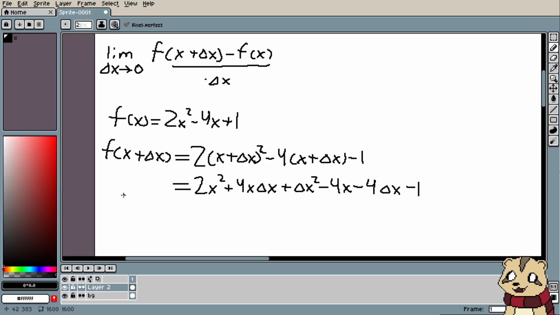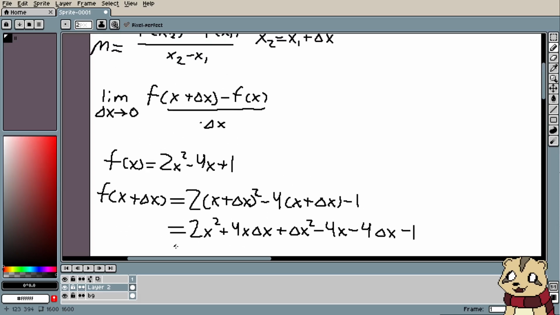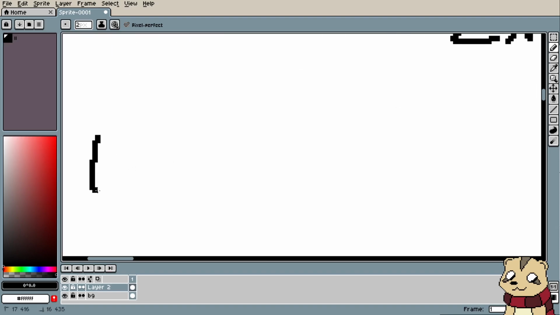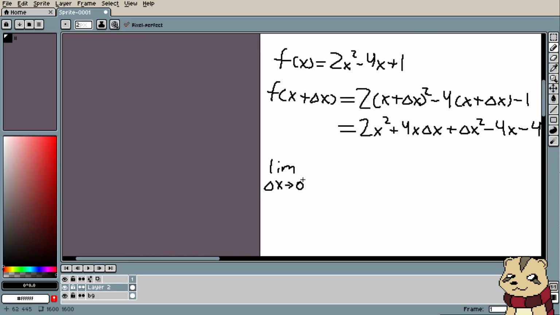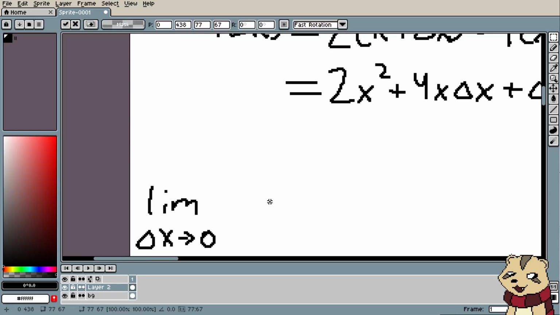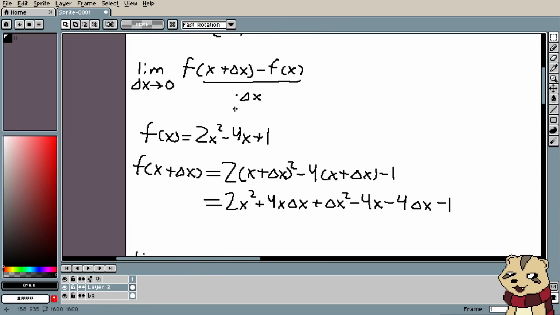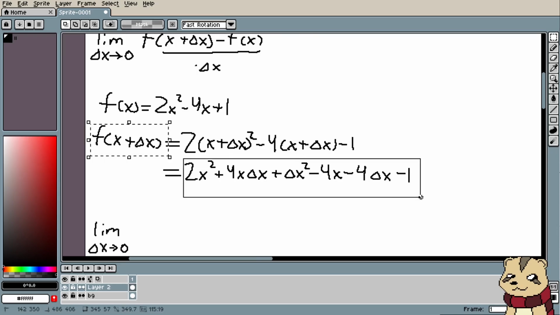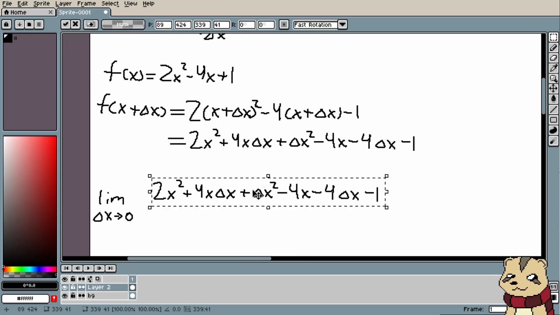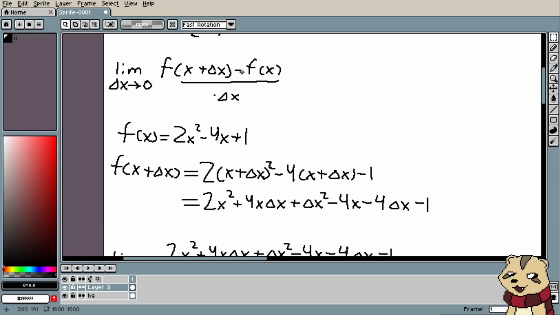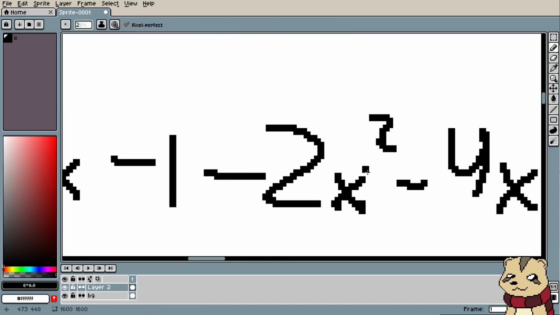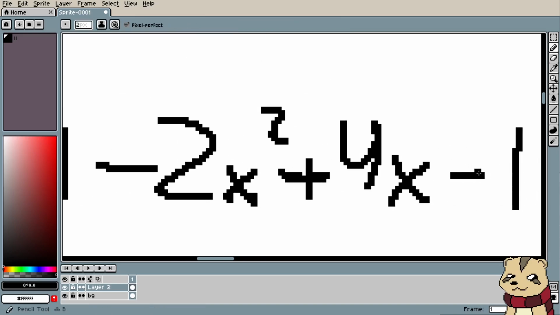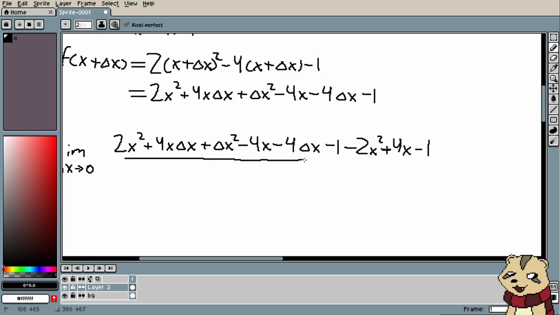So now that we have these, we're going to substitute those values into here. And I'm going to try and just copy paste because that's a lot to rewrite. But limit as delta x goes to 0. So we have f of x plus delta x, which is all of that. Just bring that up here. And then minus the f of x, which is over here. Because it's minus, we got to flip all the signs. So just don't forget that. And all of that's going to be over delta x.